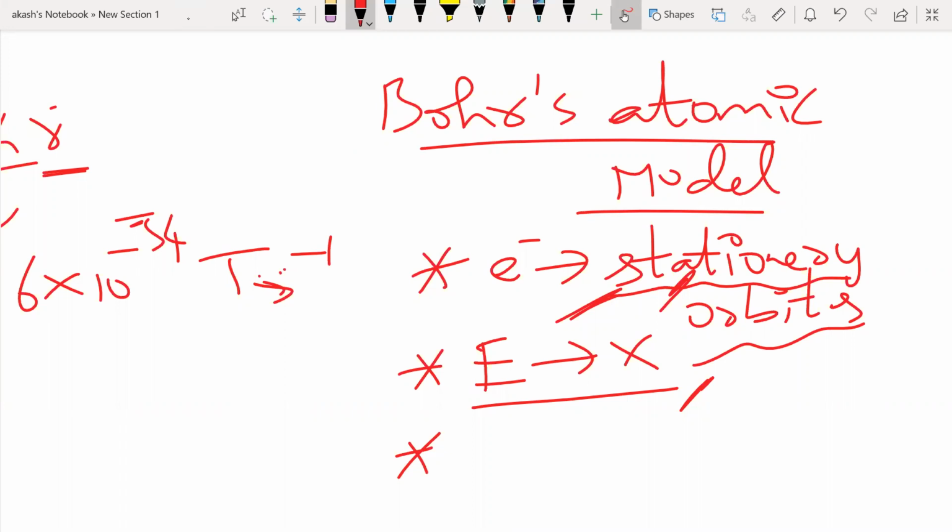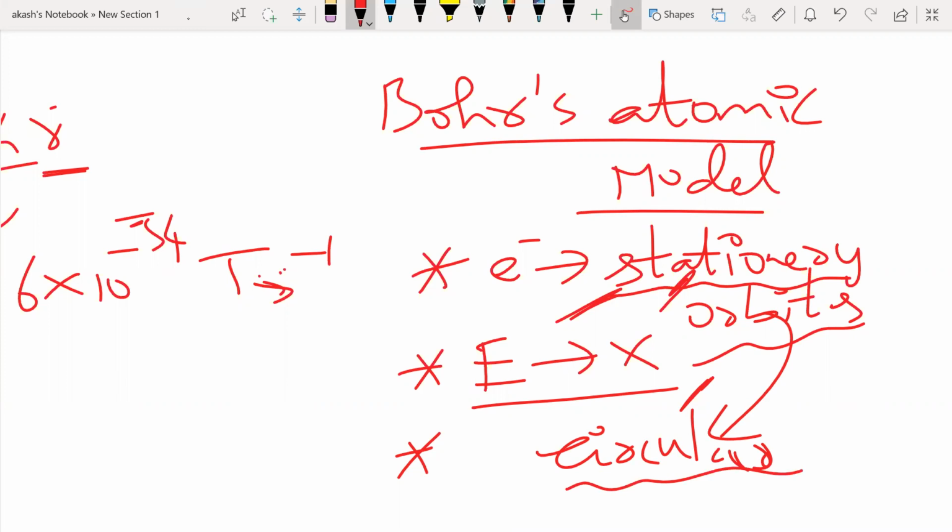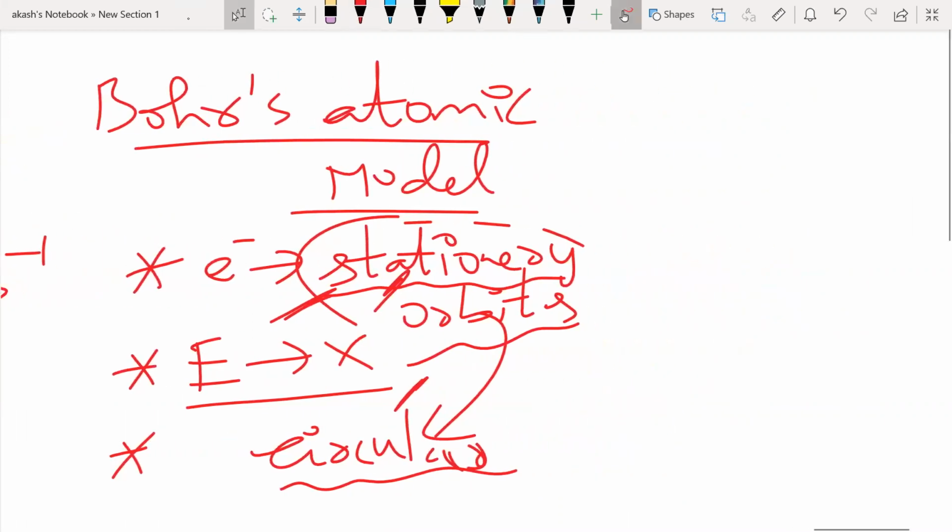Now, if you want to shift the electron not to its own stationary orbit but to a higher stationary orbit, obviously in that case you have to supply energy. Then he said that these stationary orbits are circular, but again we actually have a different theory now. The orbitals are actually going to be elliptical in nature. Anyways, we'll see about it later. One more most important point is that the energy of these stationary orbits is quantized. That's what I told you, he took the idea from Planck.